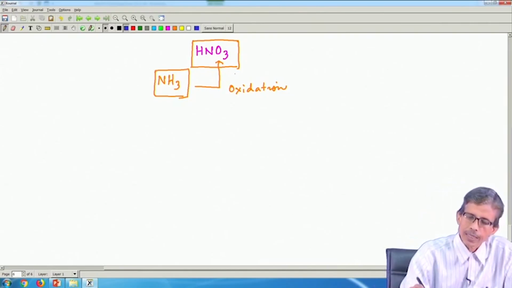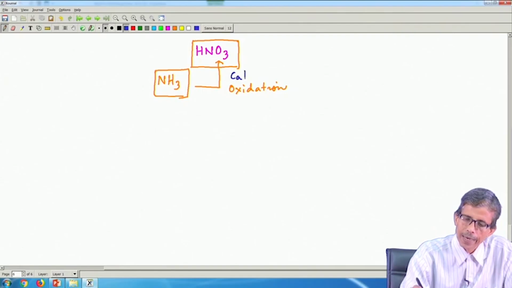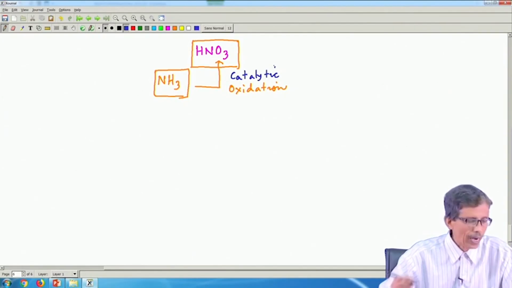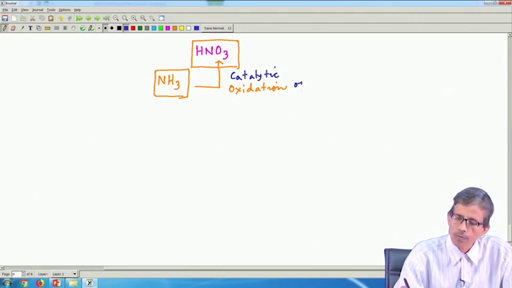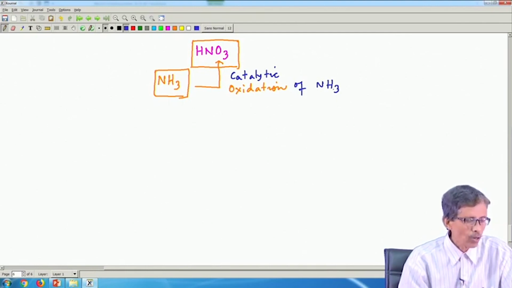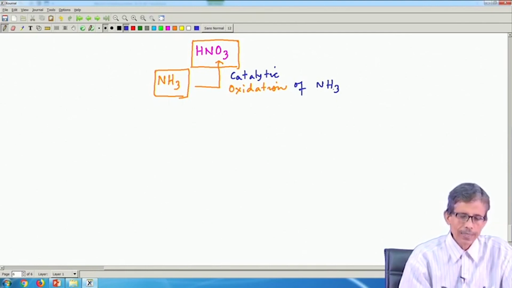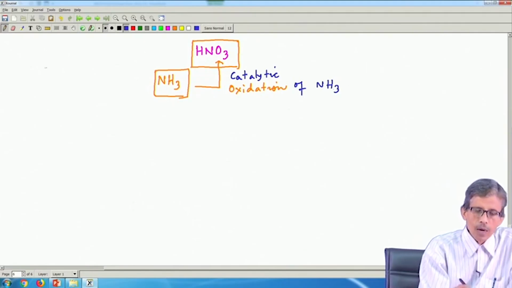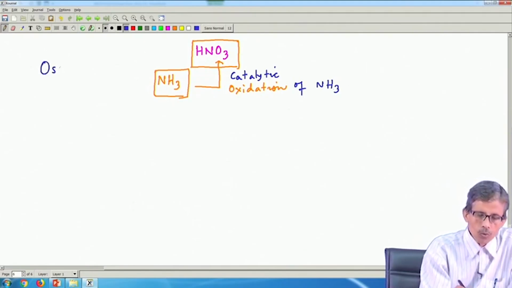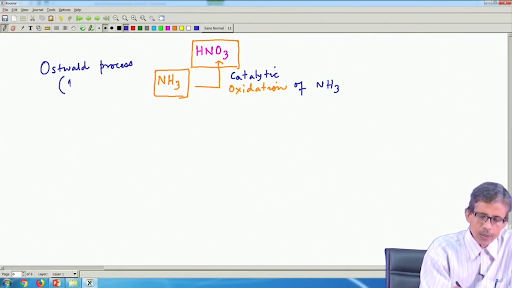So, this oxidation can again be a catalytic oxidation. So, catalytic oxidation of ammonia will give rise to the production of your nitric acid, and this is our typical well known Ostwald process, which was discovered a long time back, in 1902.